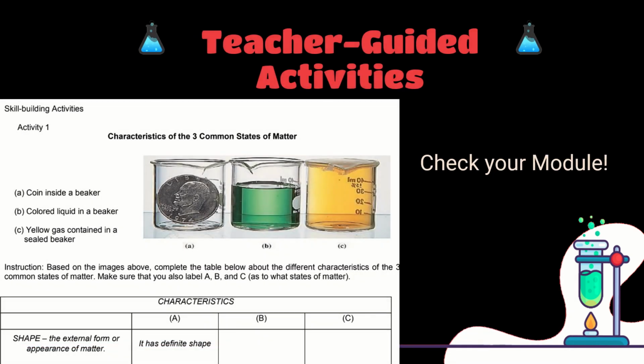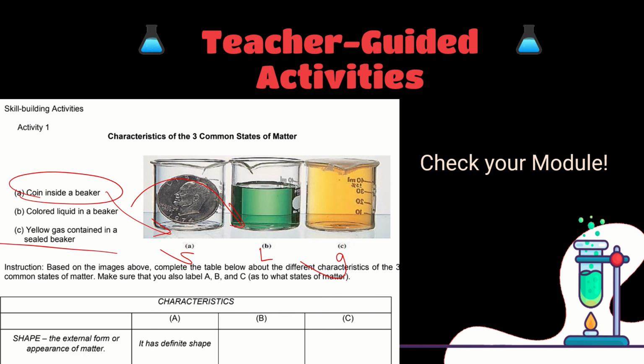Okay? So this is your skill building activity number 1. This is still a part of your module. So A is solid. Bakit kaya? Kasi yung coin ang focus natin dito. B is liquid because it is a colored liquid in a beaker. And then C is gas. So shape ng A, the external form or appearance of matter. The coin will hold its own shape. Diba? Bakit kaya? Kasi the particles of the coin is so tightly packed together na kahit na bitawan mo siya or hayaan mo lang siya, it will retain its shape. So, ayan, it has definite shape.